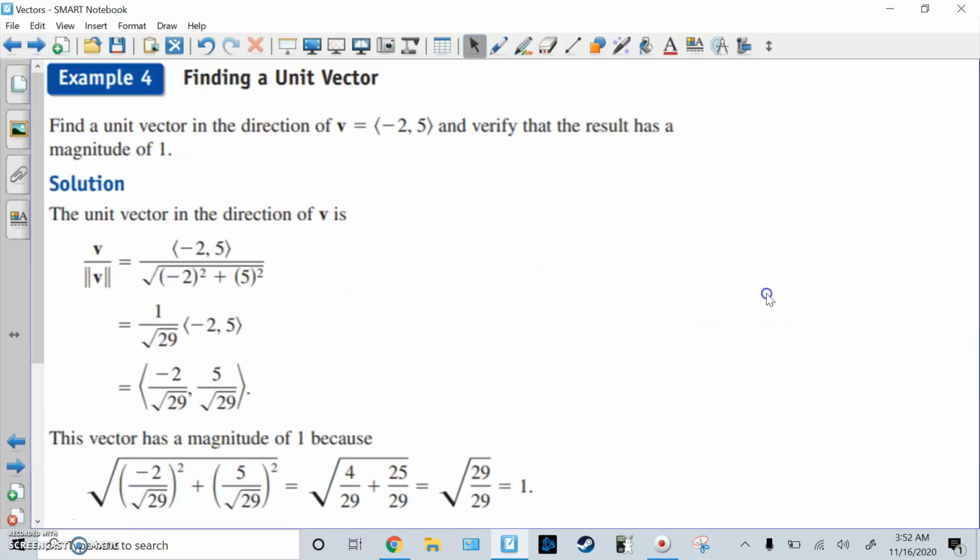Alright, so let's find a unit vector. Here's an example. So v is negative 2, 5. Find its unit vector. So if it's negative 2, 5, we're going to first find how long it is. So we're going to square the x, square the y, square root. So we found it's square root of 29 long. So if the whole thing is square root of 29 long, we're just going to divide each component, the x and the y, by square root of 29. Then once you have these two numbers, that's your answer. And we're going to check. We're going to square both, add them together, square root, that is 1. That's good.